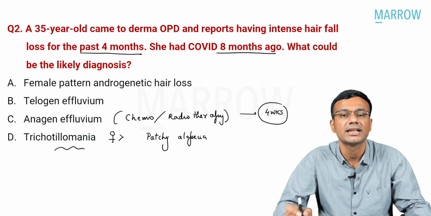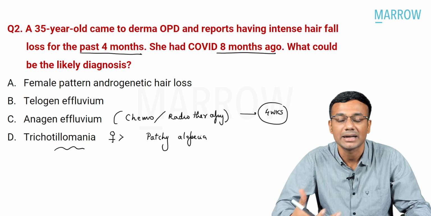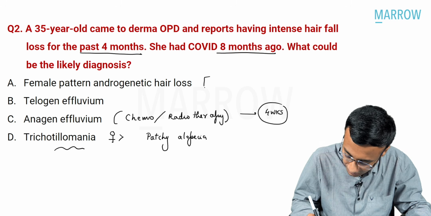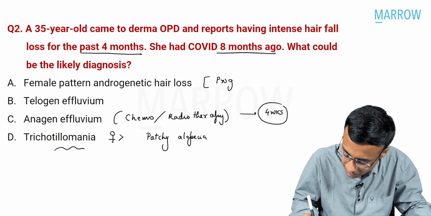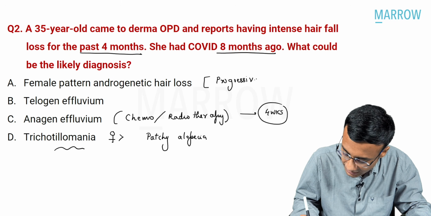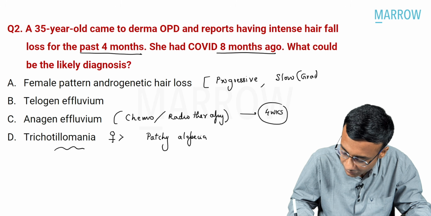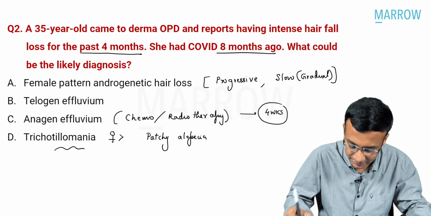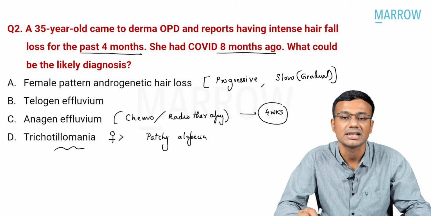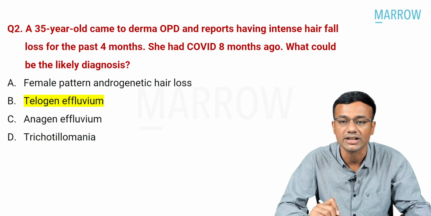Female pattern androgenetic alopecia, which is a patterned or genetic cause. Please remember here it is progressive alopecia. It is not sudden, it is progressive and slow. Gradual onset of alopecia is seen in female pattern hair fall. So with this, we come to the answer of telogen effluvium.